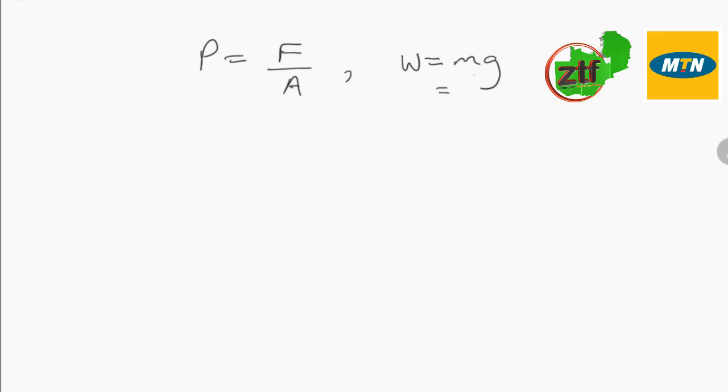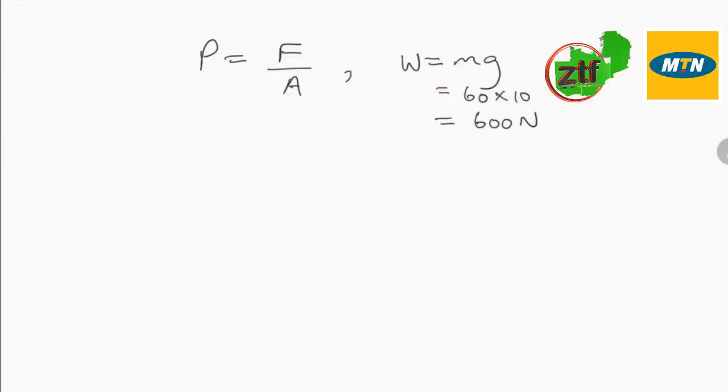So 60 kg times 10 will give us 600 newtons. That is the value we must use as the force. Once we have this value, then we can place it where F is and put the area where it is and find the pressure.